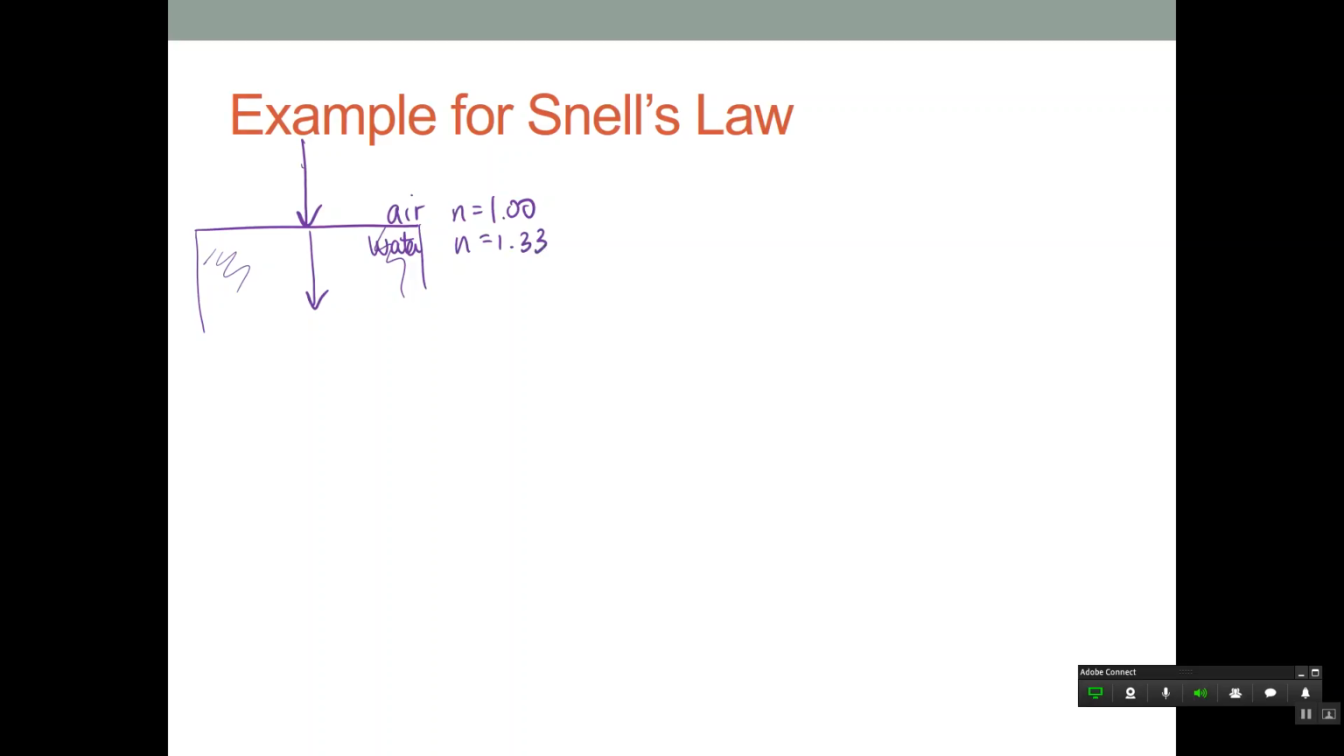And we know that the speed of light in air is equal to 3 times 10 to the 8 meters per second. Okay? My question is to you, what is the speed of light in water? And in order to do that, we would use that first equation that I talked to you guys about. N1 V1 is equal to N2 V2. Can you calculate that for me, please?